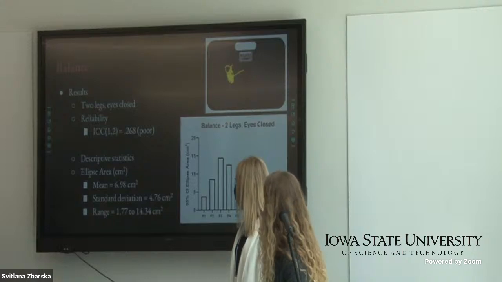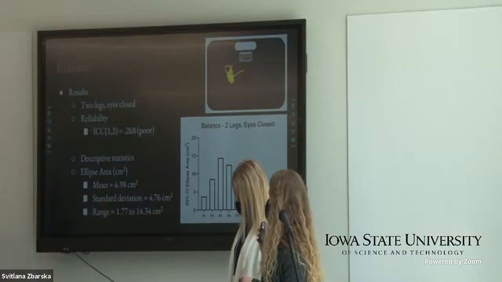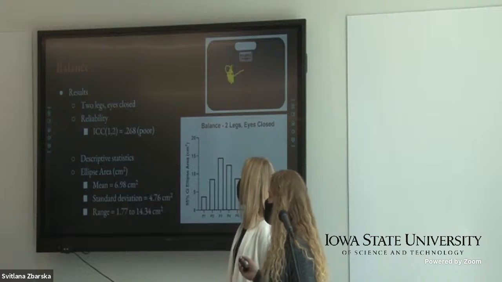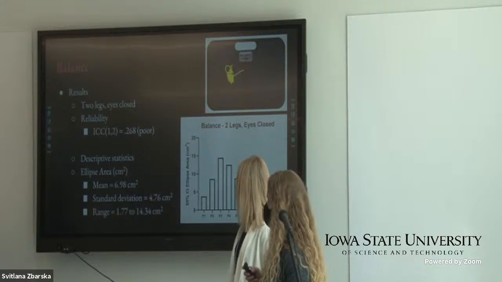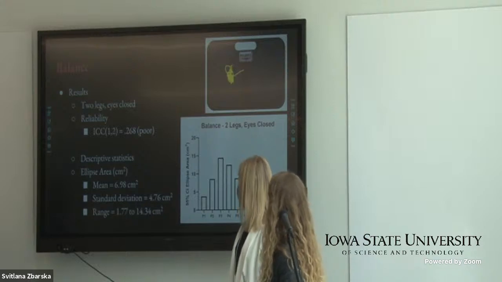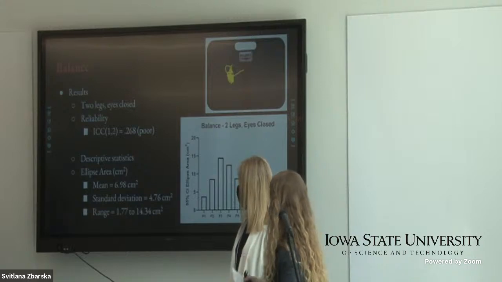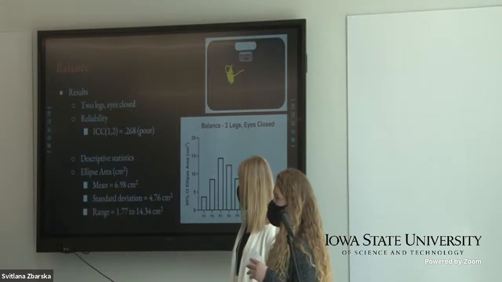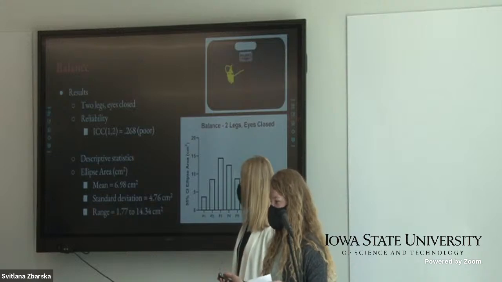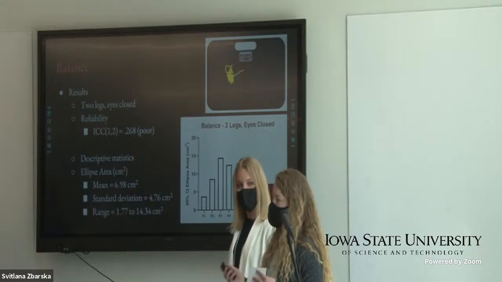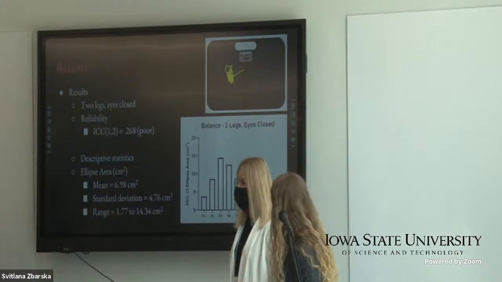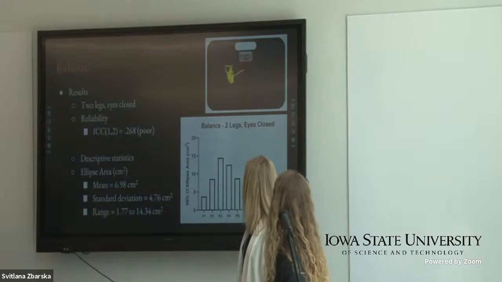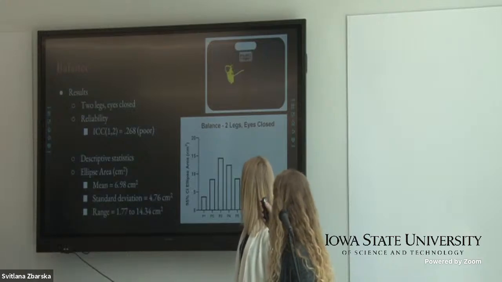The results shown on the screen are only for the 2 legs and eyes closed condition because the others were either too variable or not variable enough for us to present well. The reliability of these results was poor in this portion of the study because between trial 1 and 2 that each child did, it was not consistent, and we will likely address that in the future by adding more than 2 trials. In the top right, there's a photo of the balance board with lines on it.